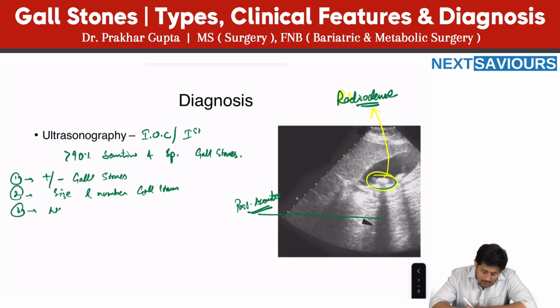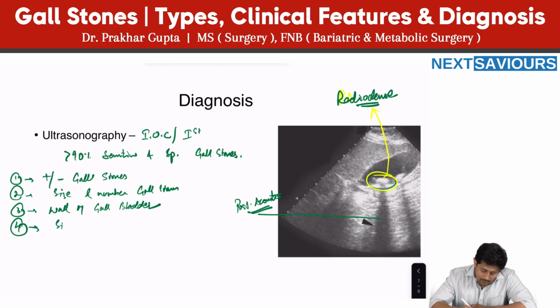Thirdly, the wall of the gallbladder, whether there is any thickening of the gallbladder. What will the thickening indicate? Thickening will indicate that there has been either an acute episode of cholecystitis or there is a chronic cholecystitis that is present.